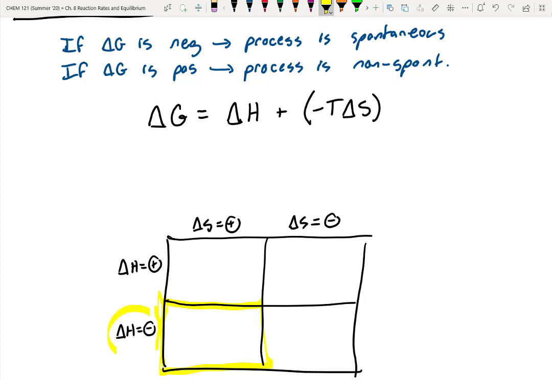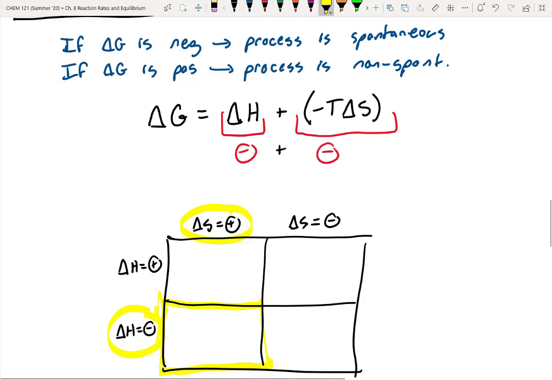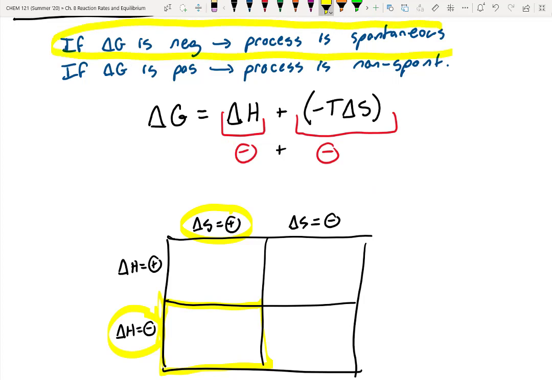All right, so in this one, you can see that we're dealing with delta H that's negative and delta S that's positive. Well, let's think about that. So if delta H is a negative value, and we go ahead and we add it to this component, well, this component, we said that delta S would be positive, but we've got negative T. So a positive times a negative would be a negative. So that means that a negative plus a negative will always give you a mathematical result that's negative, which again tells us that this process will always be spontaneous if these two things are true.